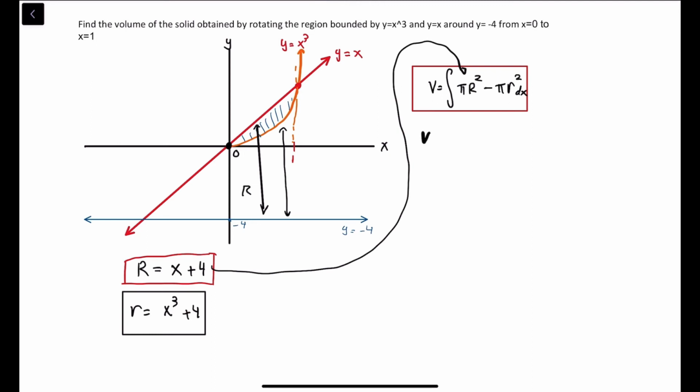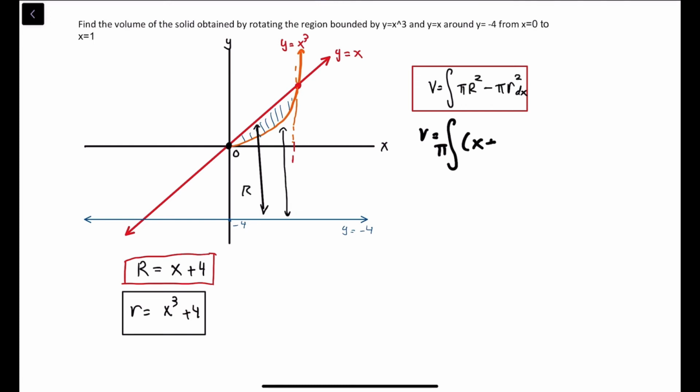So now we get volume. Okay, let me use a better color. So volume equals, you can factor out a pi, and then you're gonna substitute in both r's. So you get x plus 4 squared minus x cubed plus 4. No, that's not an absolute value. So x cubed plus 4 squared dx. And then from there, you just want to expand it out and then integrate.